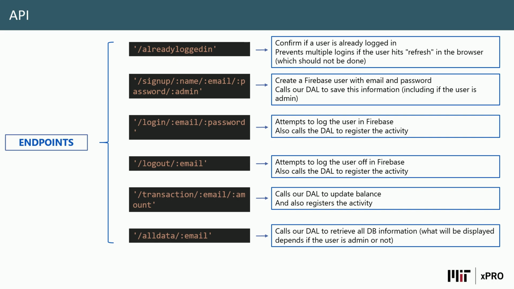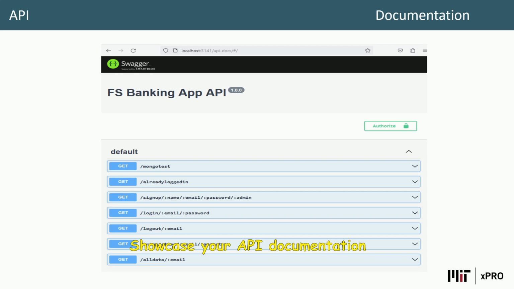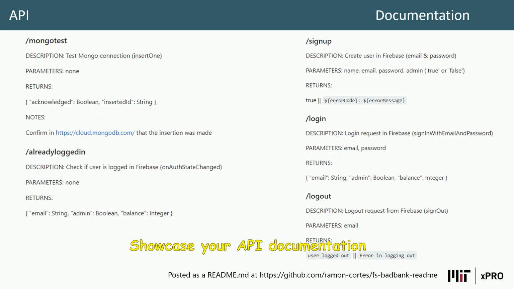Next, I have to showcase my API documentation. It's brief because it's just meant for me. I didn't find any need to store any more information here. It lists all of the routes with description, parameters if they have, and what's the model of the object or string that it returns. Additionally, a note or two if it's necessary.